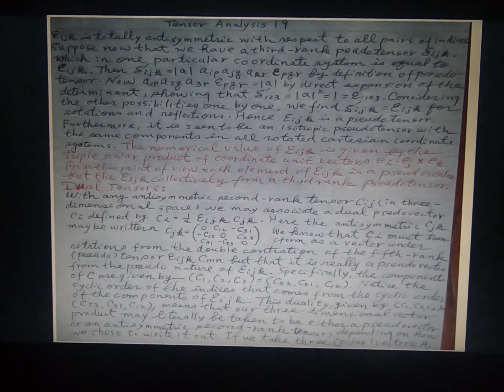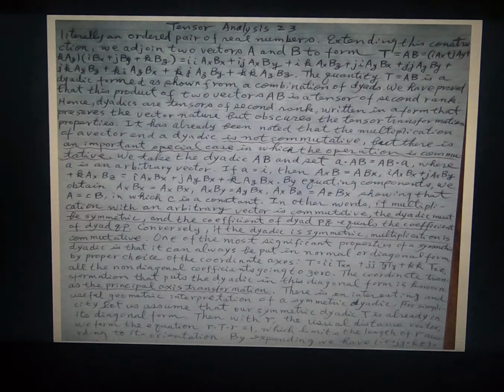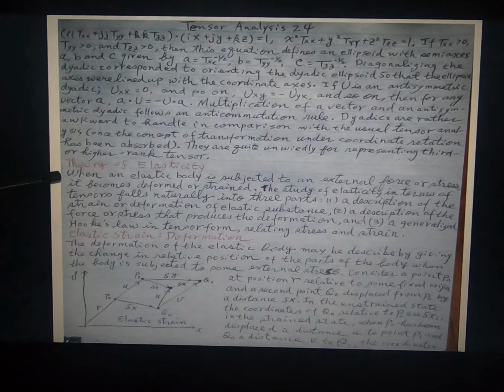And reducible tensor. Dyadics. Some introduction here. Now we see where it can apply.